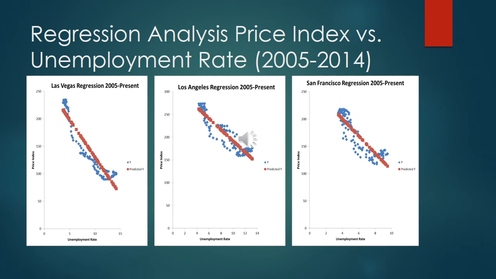So that's kind of what we're seeing with regression: as you can see, all three of them have this downward slope because, predictably, as the unemployment rate goes up, the price index and the availability of people to spend certain amounts of money on the homes goes down.